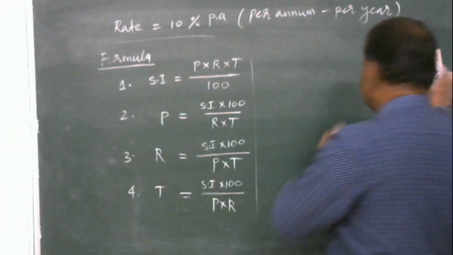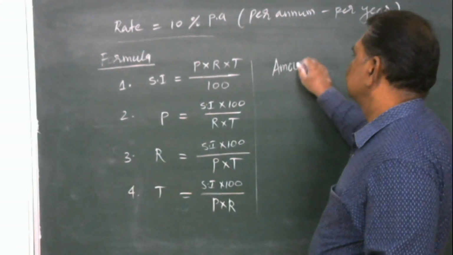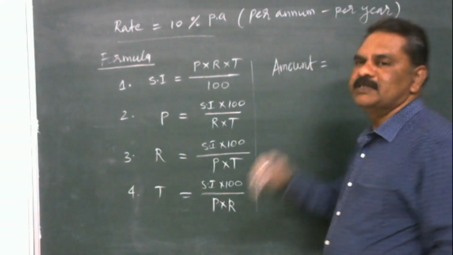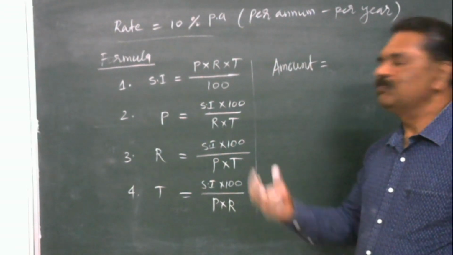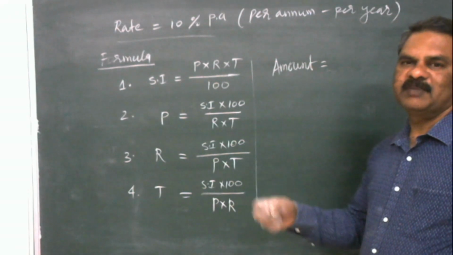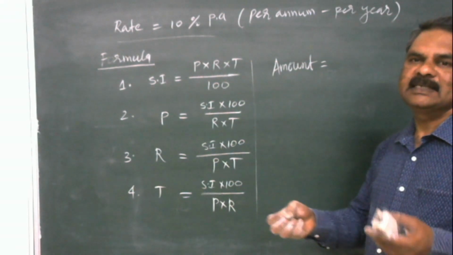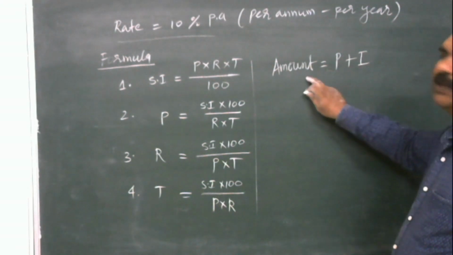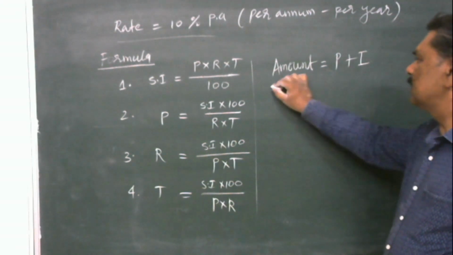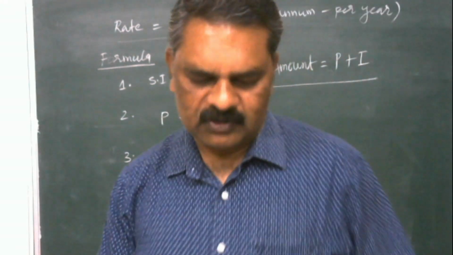Now, one more: amount. Principal plus interest together is called amount. If we borrow 100 rupees and pay interest 10 rupees, then the amount will be principal plus interest. What is amount? P plus I. Principal and interest together is called amount.